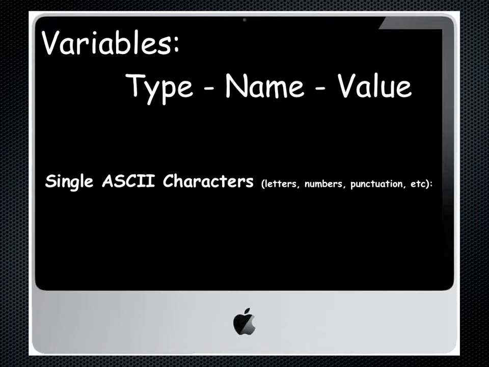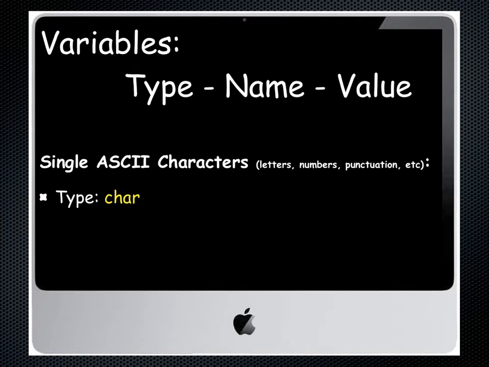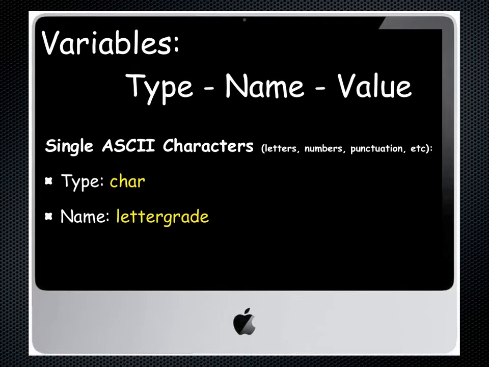Finally, we might want to store single ASCII characters, i.e. a single letter, a single number, or punctuation mark in memory. To do this, the type is char, where char is an abbreviation of character. An example might be letter grade.